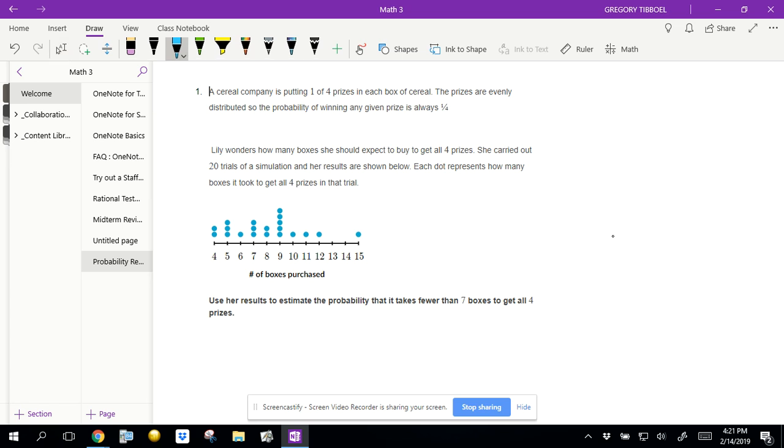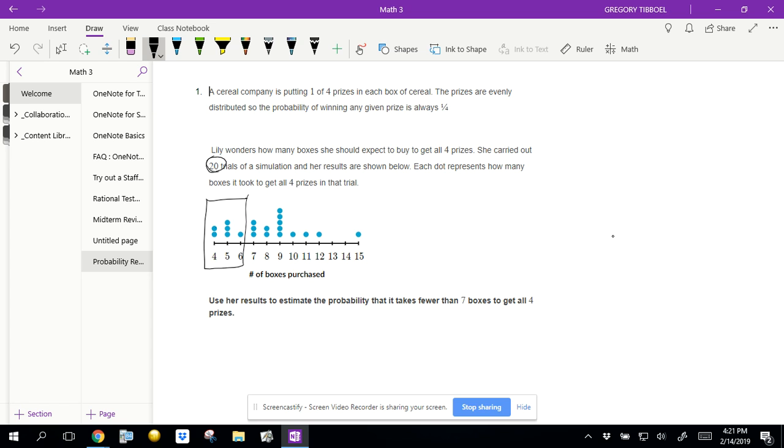And she did this 20 times. So that's kind of what she had to do. And the question is, use the results to estimate the probability to take fewer than 7 boxes. So question, fewer than 7 does not include 7, right? So we're looking at everything over here. So fewer than 7, how many times did that happen?